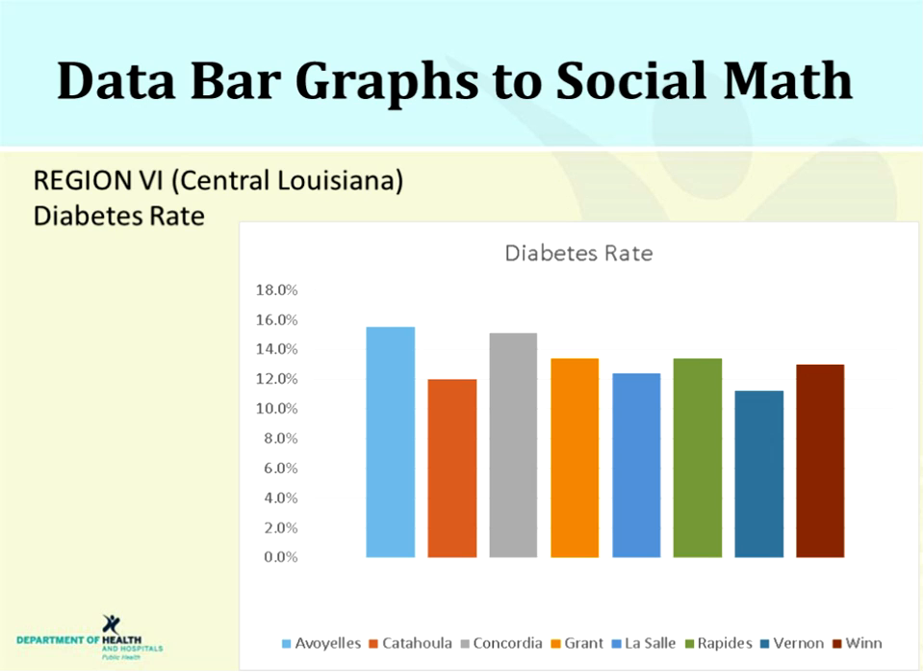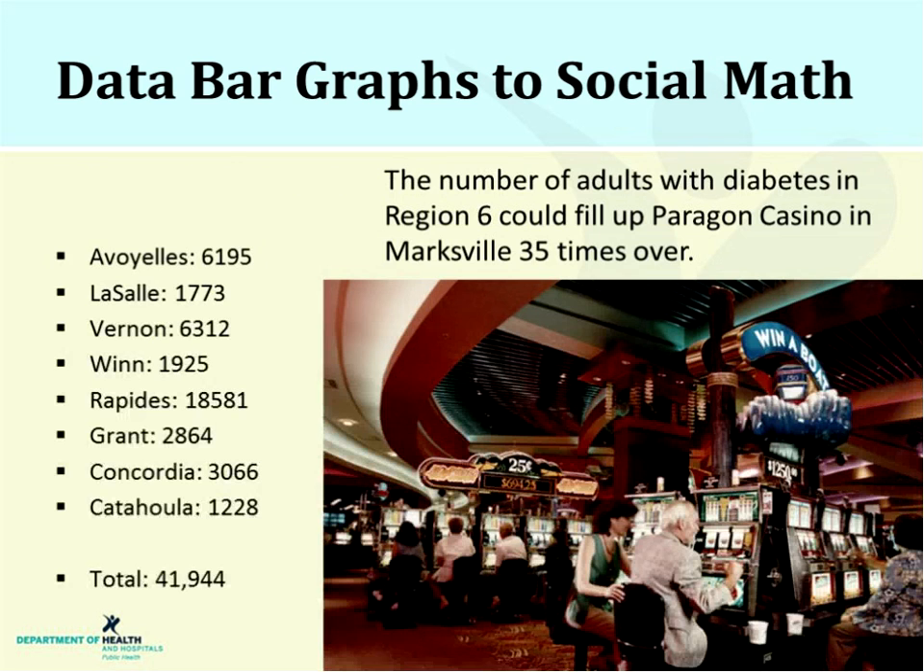Here's another example. This is the diabetes rate in Central Louisiana, a traditional data bar graph slide that was used in presentations, and this was converted to this social math equation. In Louisiana, we know casinos, and this casino is a casino that most residents in Region 6 or Central Louisiana would probably be aware of the size, and this would resonate with them. It shows that the number of adults with diabetes in this region could fill up the Paragon Casino in Marksville 35 times over.